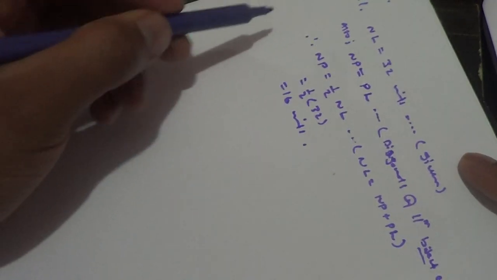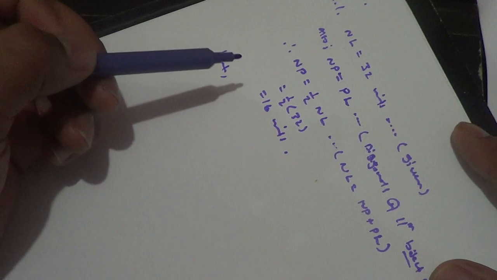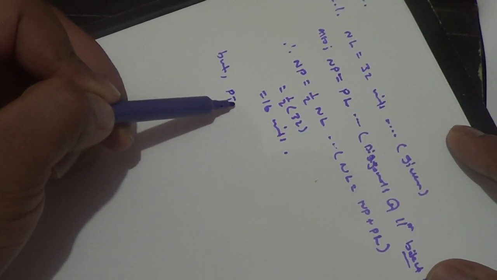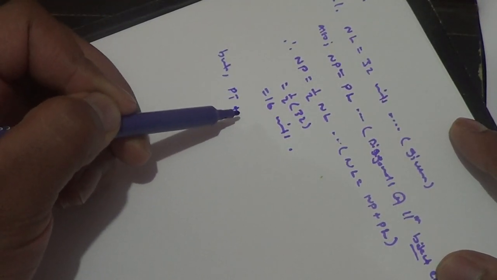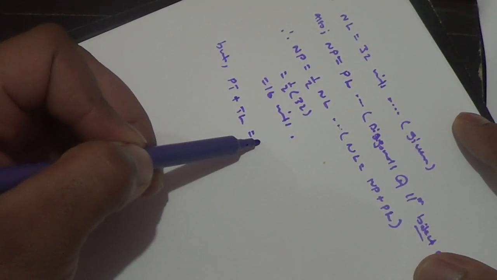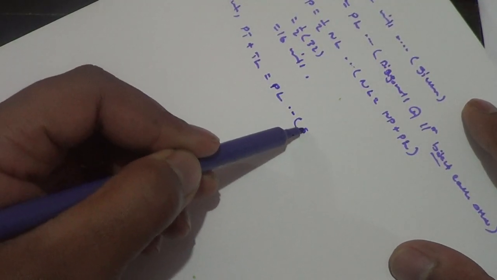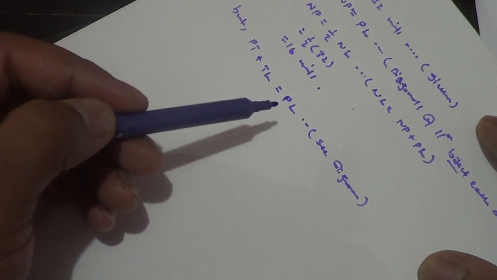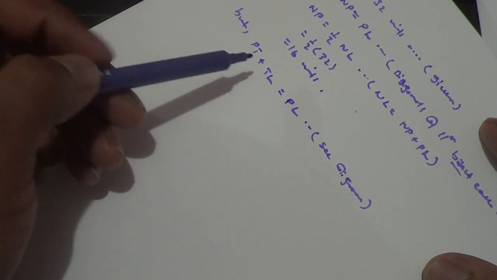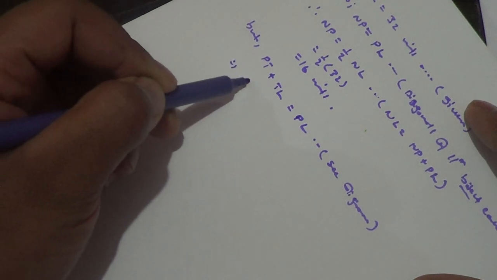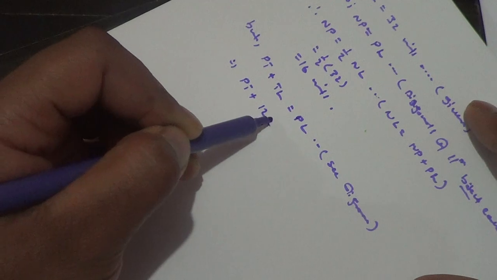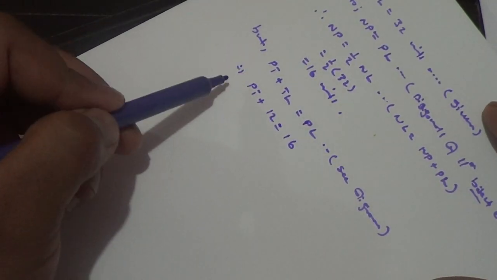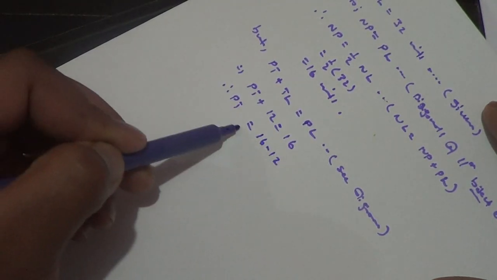All right, so we can say but, what do we know? PT, because we are interested in PT, that's why we're featuring it, plus TL equals PL, okay? Here, you don't have to say much, just say see diagram. You don't even need a reason here because it's already evident. Someone will just look and say, okay, it is true. Sometimes you don't want to state too much because TL was provided, so you're just substituting. So this implies that PT plus TL, which we know was 12, equals, as we proved above, 16, so we don't have to provide reasons. Therefore, PT equals 16 minus 12, which is 4 units.